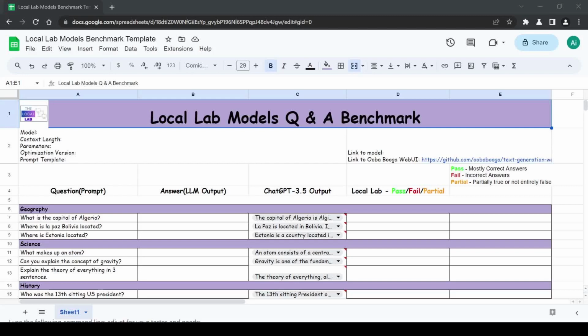We'll be recording the model's full responses on Google Sheets, and to provide a point of reference, we'll also add responses from the ChatGPT 3.5 model. For transparency and community engagement, we'll have a column in the benchmark that judges whether the model's response passed, failed, or received partial credit. And guess what? You can access the Google Sheet benchmark yourself. The link will be in the description below.